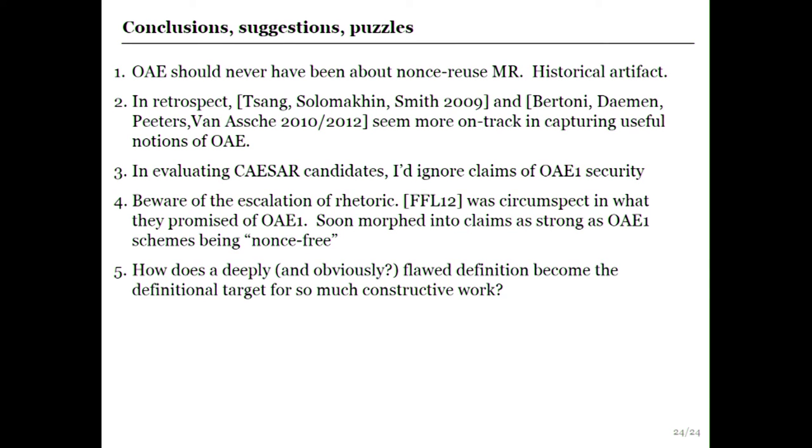Let me conclude that, first of all, it was a kind of odd coalescing of misuse resistance as a desideratum and the online property. These two things really had nothing to do with each other, and I think it's just a historical artifact that the two goals were bundled together, in a way which made us in some ways not see what online authenticated encryption really should be about. I would say my own sense in evaluating the myriad of CAESAR candidates is that claims of OAE1 security should effectively be ignored. It's really not achieving a notion that seems very useful or desirable.